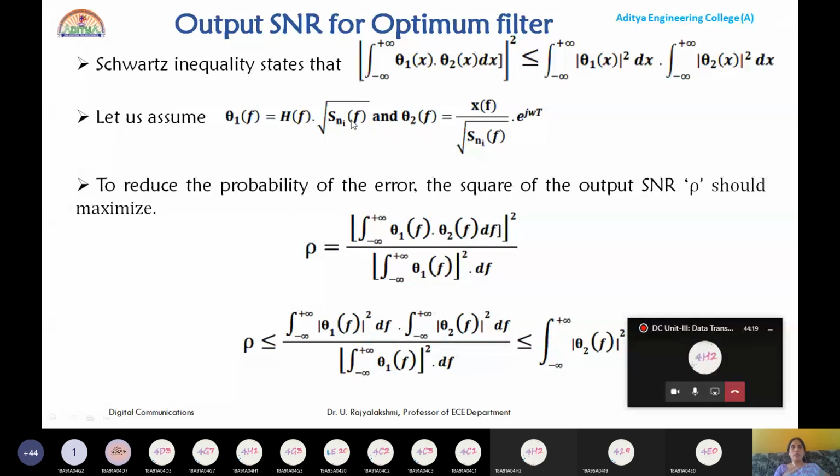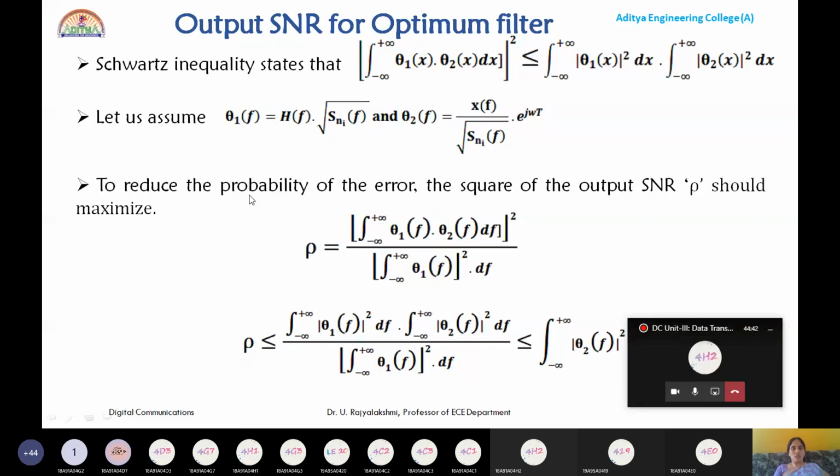In order to remember the expression for theta 1 of f, theta 1 of f whole square should be equal to sigma square. And how should you define theta 2 of f? So that theta 1 of f into theta 2 of f should be equal to our output signal.